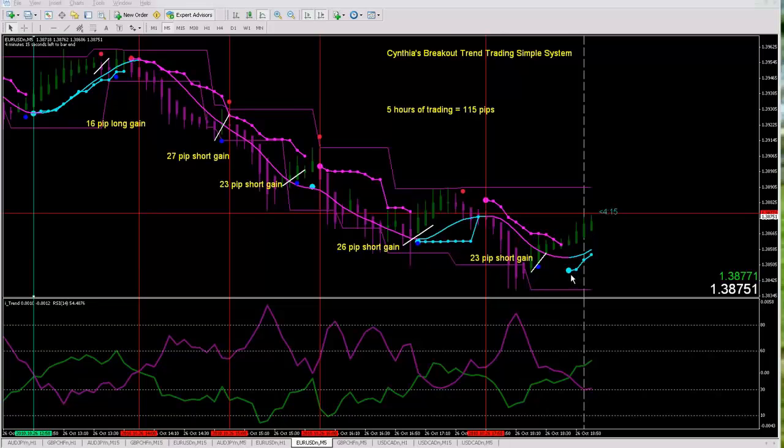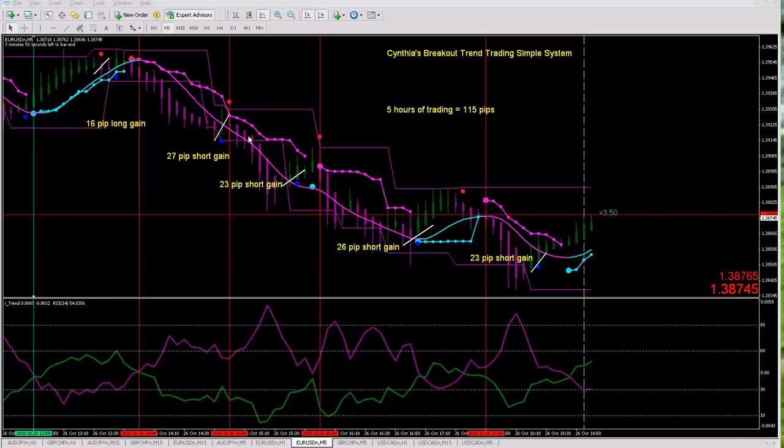And now you can see that an aqua dot has appeared. This trend line has changed. We have green candles, and this crossed back here. So if you're brave and you want to take another aggressive entry, you can enter long here. And already we've had almost 20 pips since that entry.